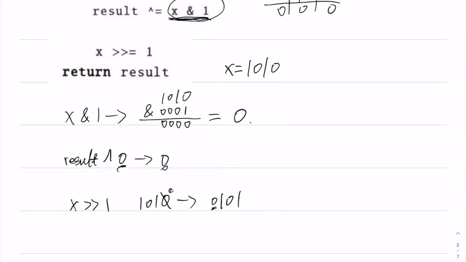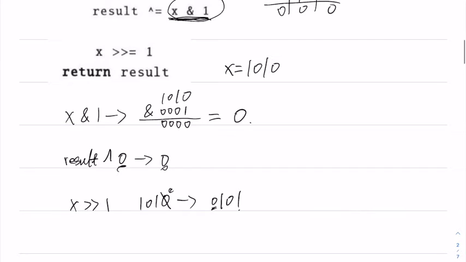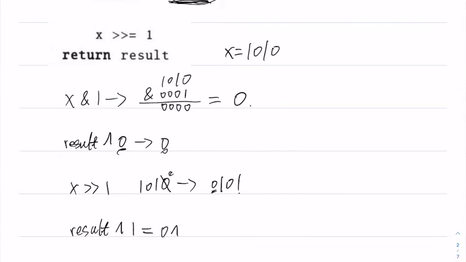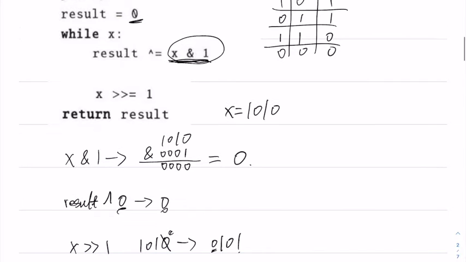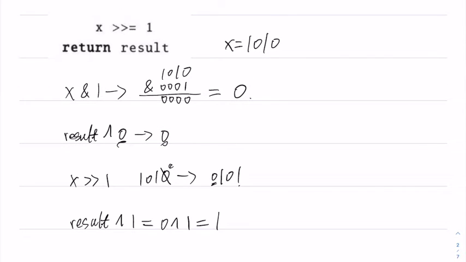Then we move on to the next digit, and the next digit is going to be 1. As we know, this step only tests the last digit of the input with 1. So 1 and 1 would give us 1. And the current result is 0. So result XOR with 1, 0 XOR with 1 would give us 1, right? Because these two are different. So currently result is 1.